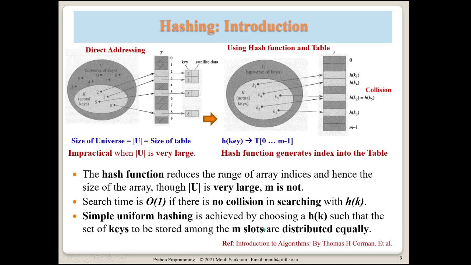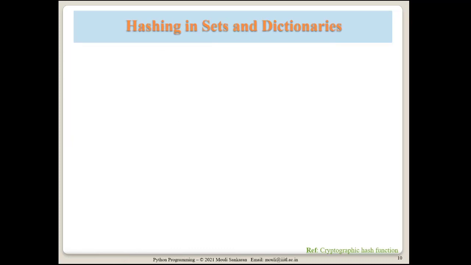Simple uniform hashing is achieved so that you can avoid collision. It is always finding some empty slots by choosing h(k) such that the set of keys to be stored among the m slots are distributed equally. So if you want to store m keys, they are distributed equally, so you don't tend to have a collision in the key, thus reducing the collision.